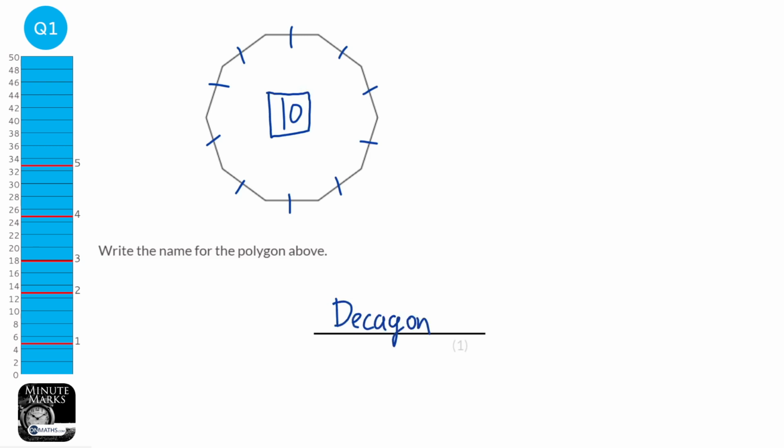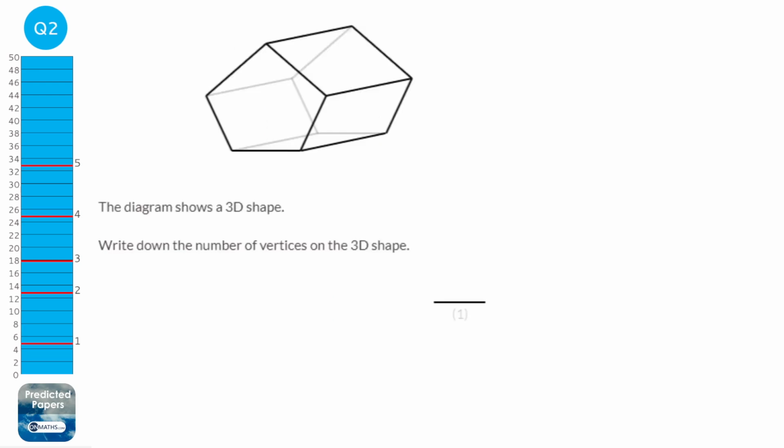Now we are expected to know all of the names of shapes between 3 and 10 sides. So if you don't know them already, just sit down and learn them. So we've just got to know some vocab.